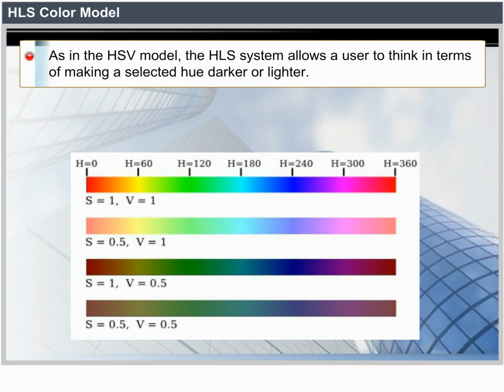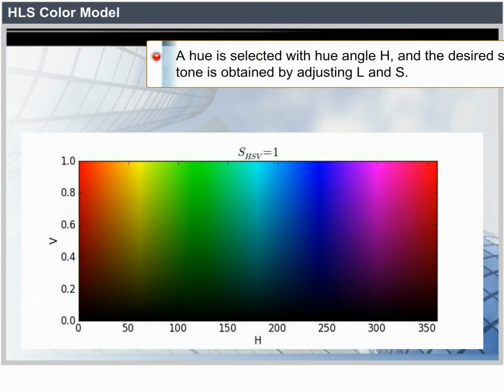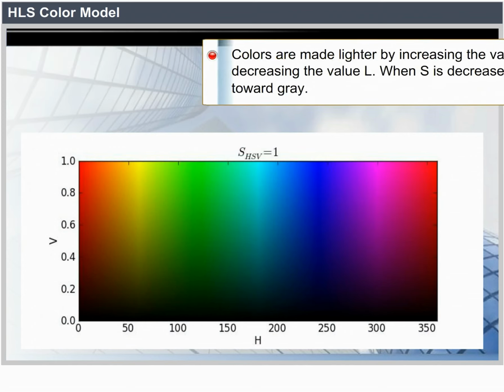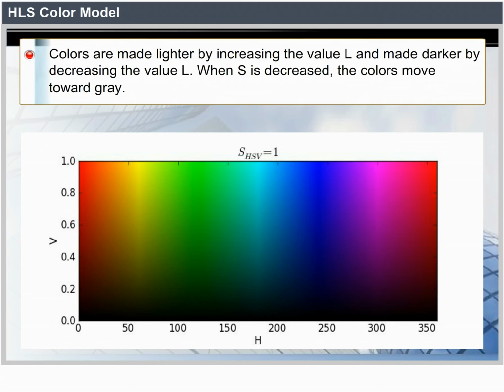As in the HSV model, the HLS system allows the user to think in terms of making a selected hue darker or lighter. A hue is selected with the hue angle H, and the desired shade, tint, or tone is obtained by adjusting L and S. Colors are made lighter by increasing L and made darker by decreasing L. When S is decreased, the colors move towards gray.